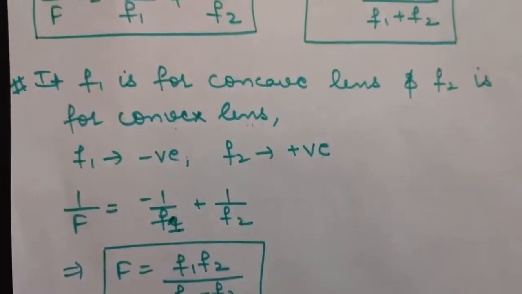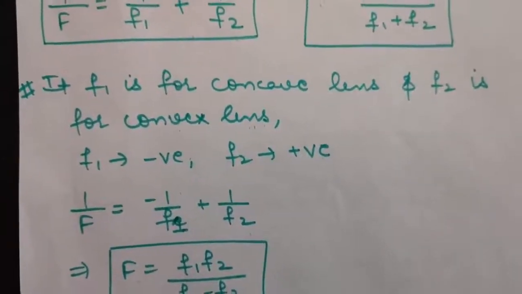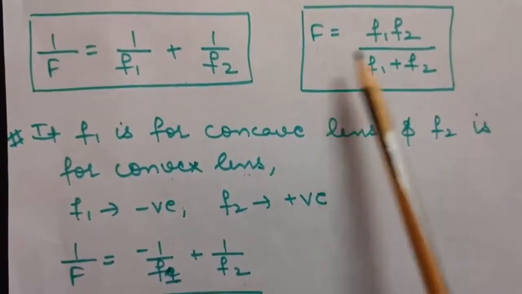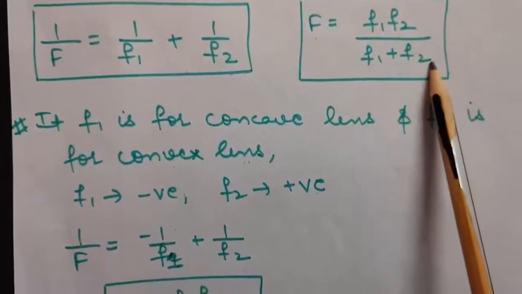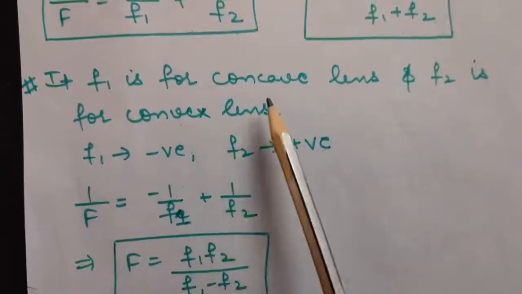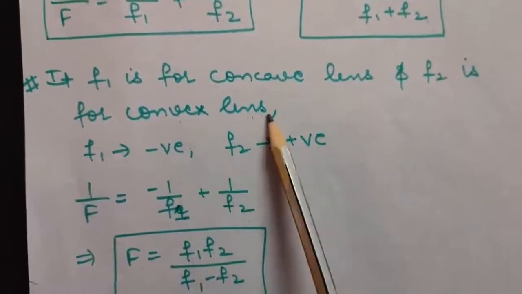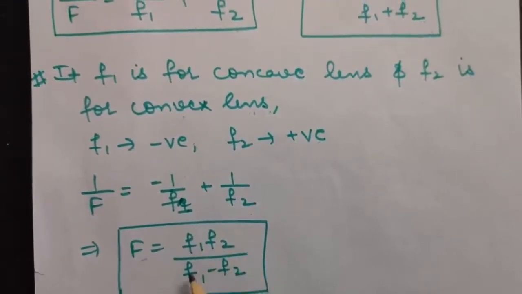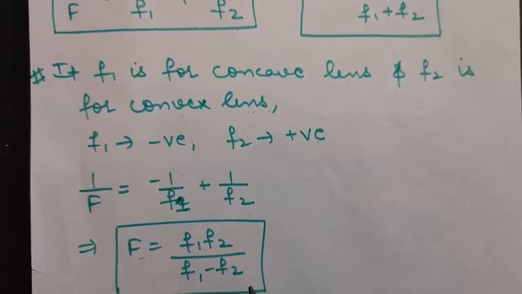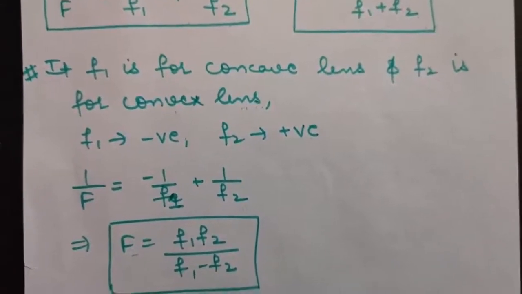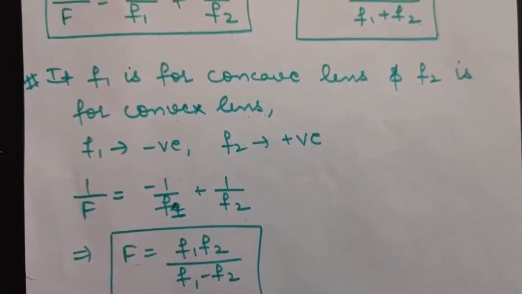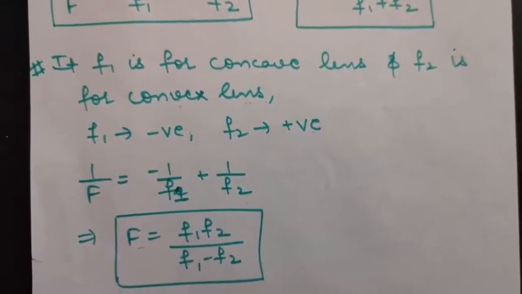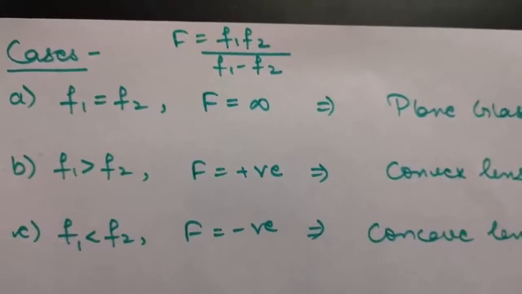So always remember, if you are given a combination of two convex lenses, you will use this formula, that is F is equal to F1 F2 upon F1 plus F2. And if you are given a combination of concave lens and convex lens, then you will use this formula, that is F is equal to F1 F2 upon F1 minus F2. So there is only a difference of a negative sign. Okay, so this was about the combination of lenses. Now let us take some cases.